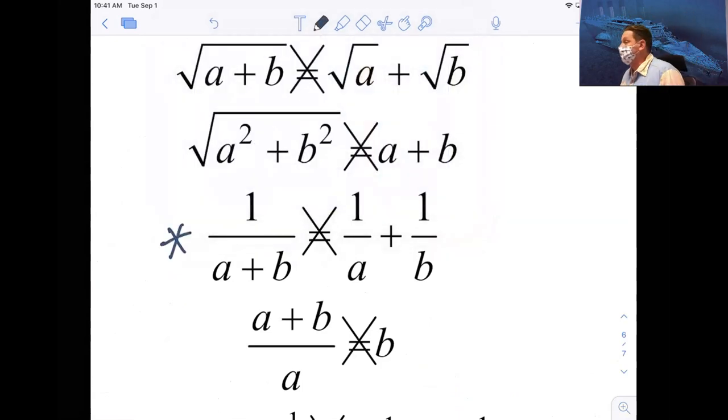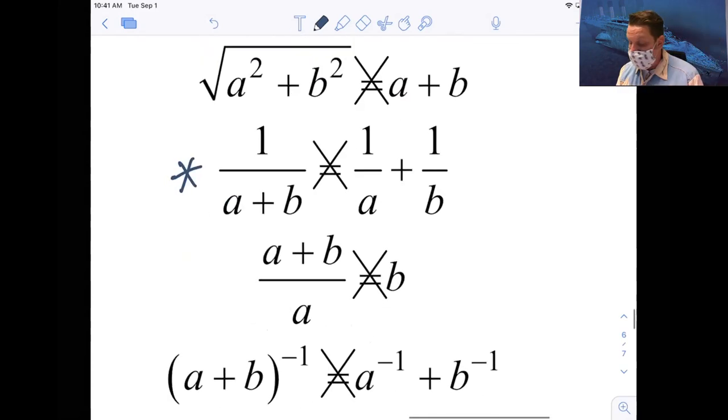You cannot split up denominators, okay? 1 over the quantity A plus B is not 1 over A plus 1 over B. And sometimes people try to pull that off in desperation. But I will tell you this. These rules do not work in direct proportion to your level of desperation. They don't work at all, okay? So don't do it. You can't split up denominators. Now, you can split up numerators, okay?